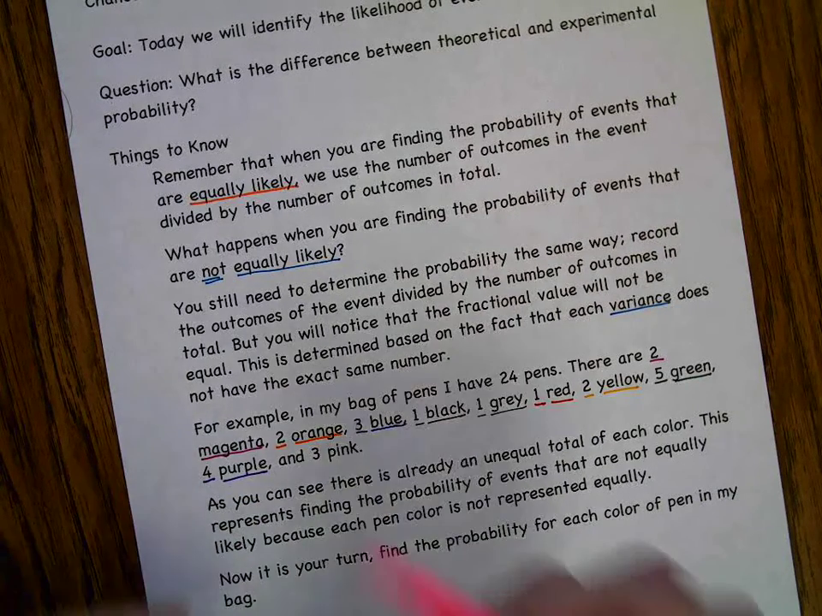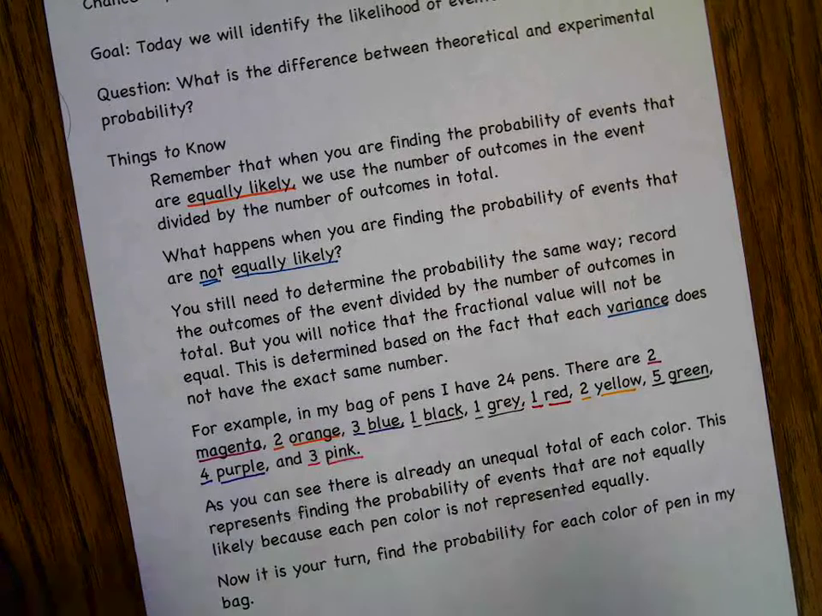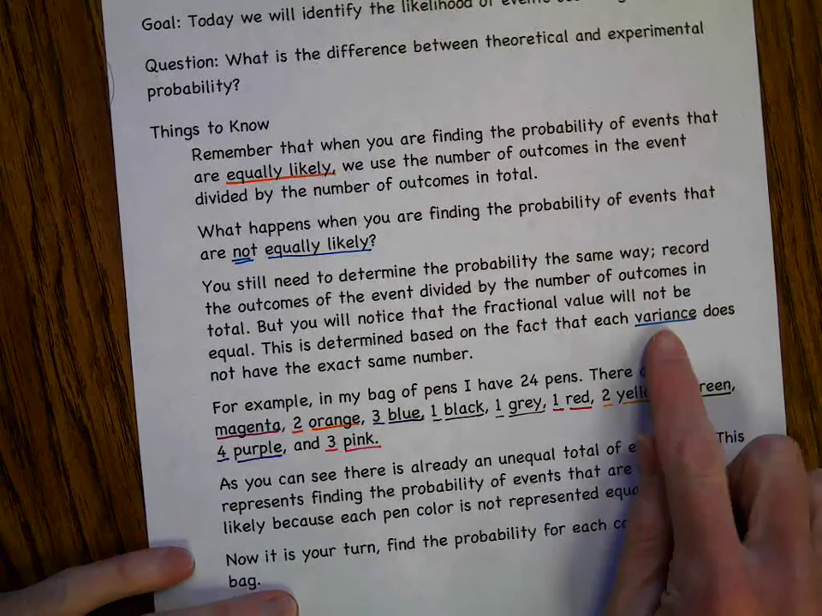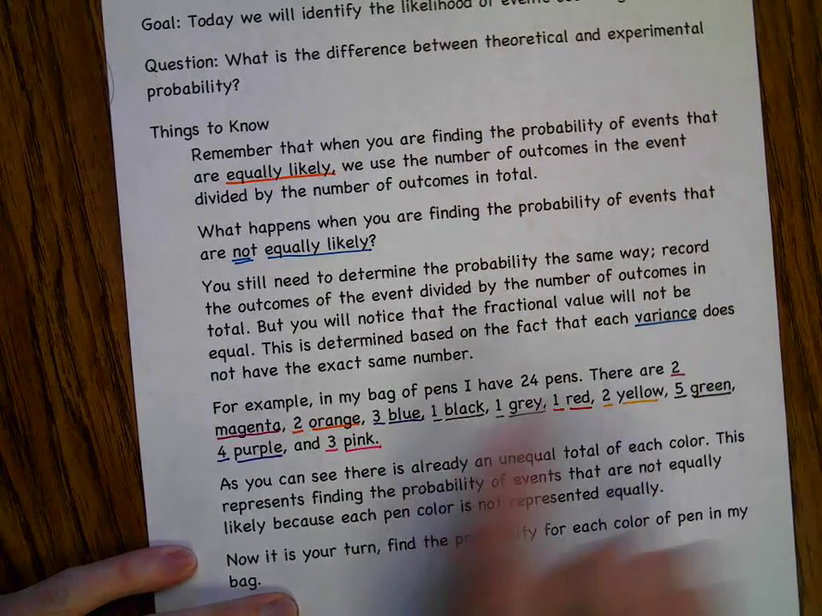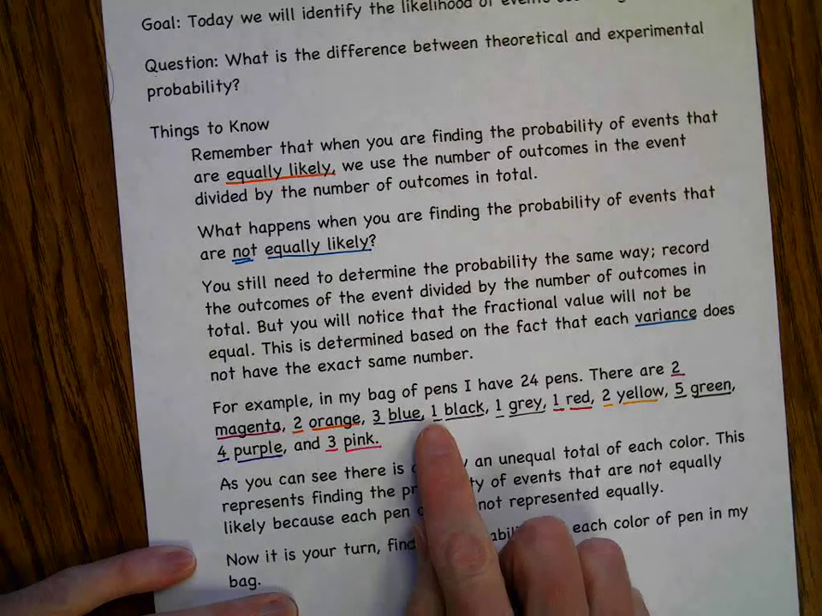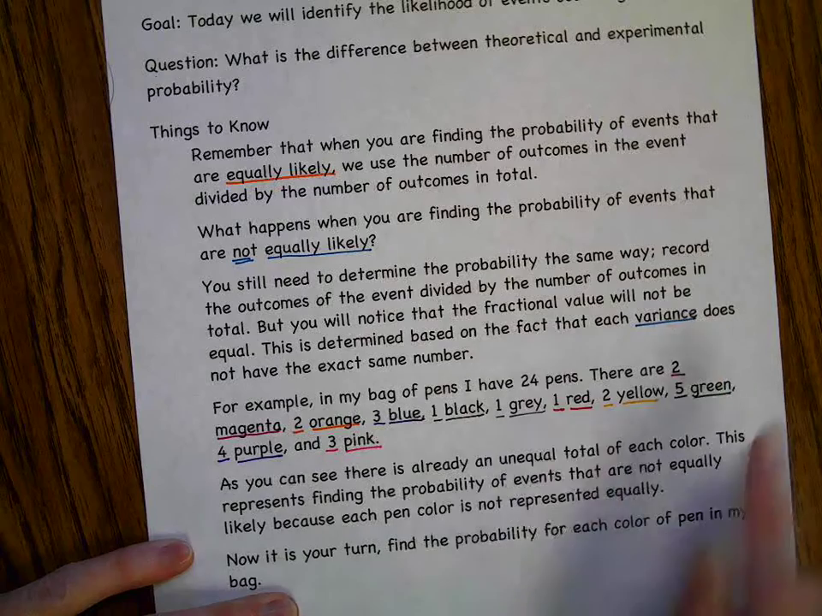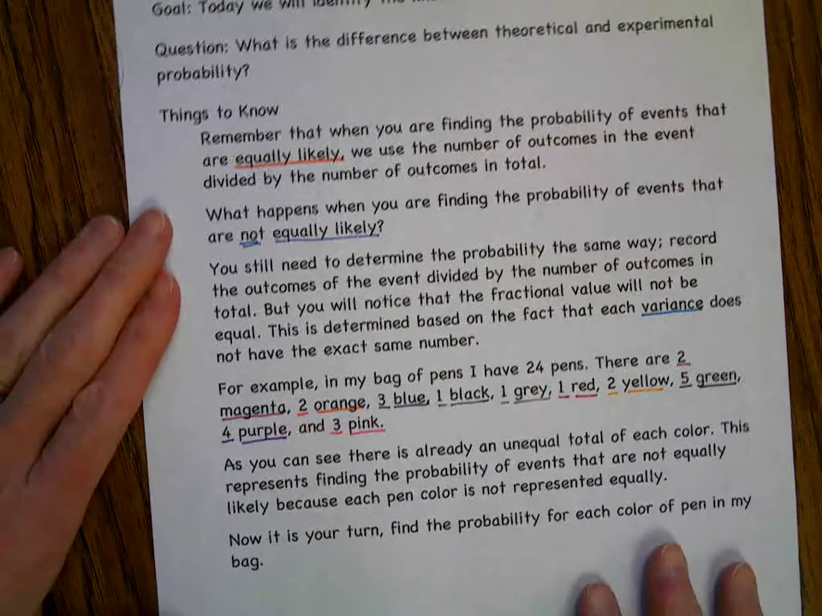And I have 3 pink. Okay? So in total, 24 pens, but each color has a different number or a different amount. So that's what we're talking about, variance. So the fact that I have 1 black and yet I have 5 green, that means it's a variance because they don't have the same number of each color.